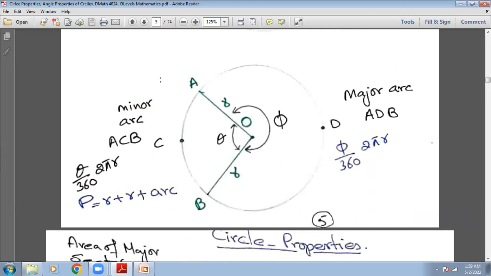Okay, here again we have a third example of the same concept. So you have drawn this radius, this radius. The circle has been divided into two portions. One is called the minor sector. The other one is known as the major sector. If you want to find out the arc, this smaller arc ACB, the minor arc, the arc of the minor sector, the formula will be theta by 360 times 2 pi r. If you want to find out the arc of this major sector, or the major arc, the formula of the arc ADB will be phi by 360 times 2 pi r.